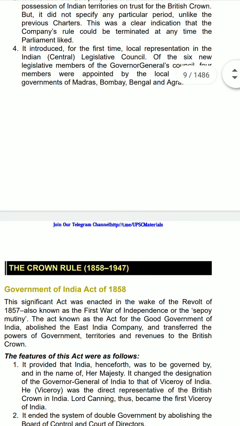It introduced for the first time local representation in the Indian Central Legislative Council of 6 new legislative members of the Governor General's Council. 4 members were appointed by the local provincial governments of Madras, Bombay, Bengal and Agra.